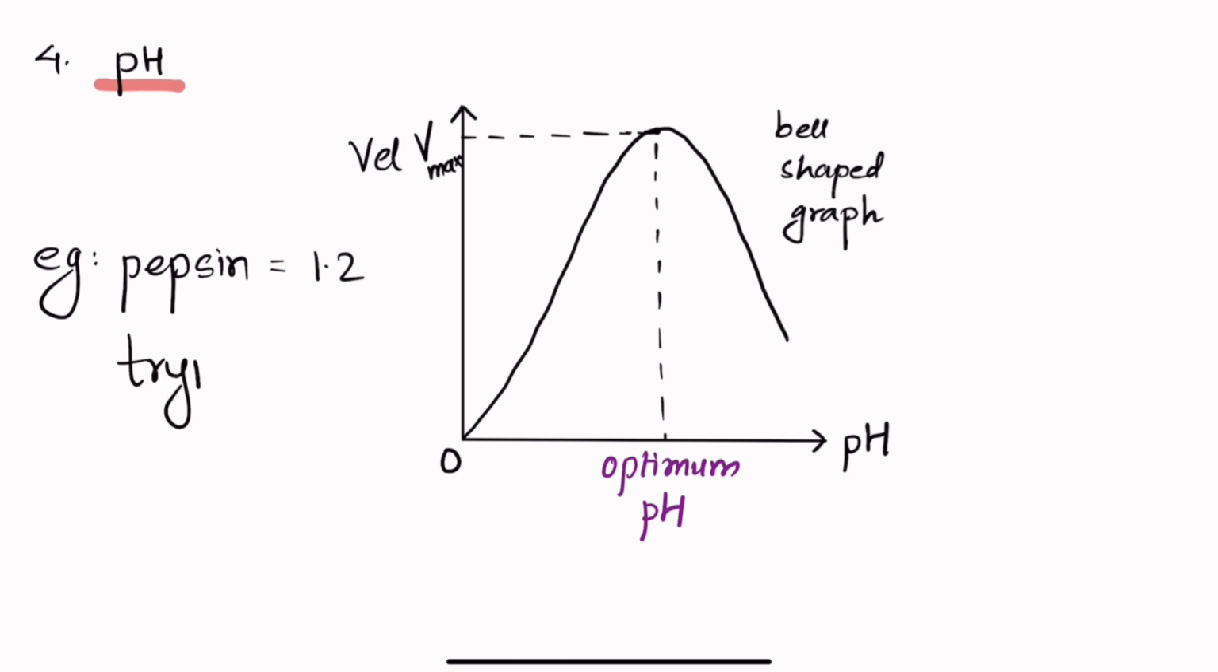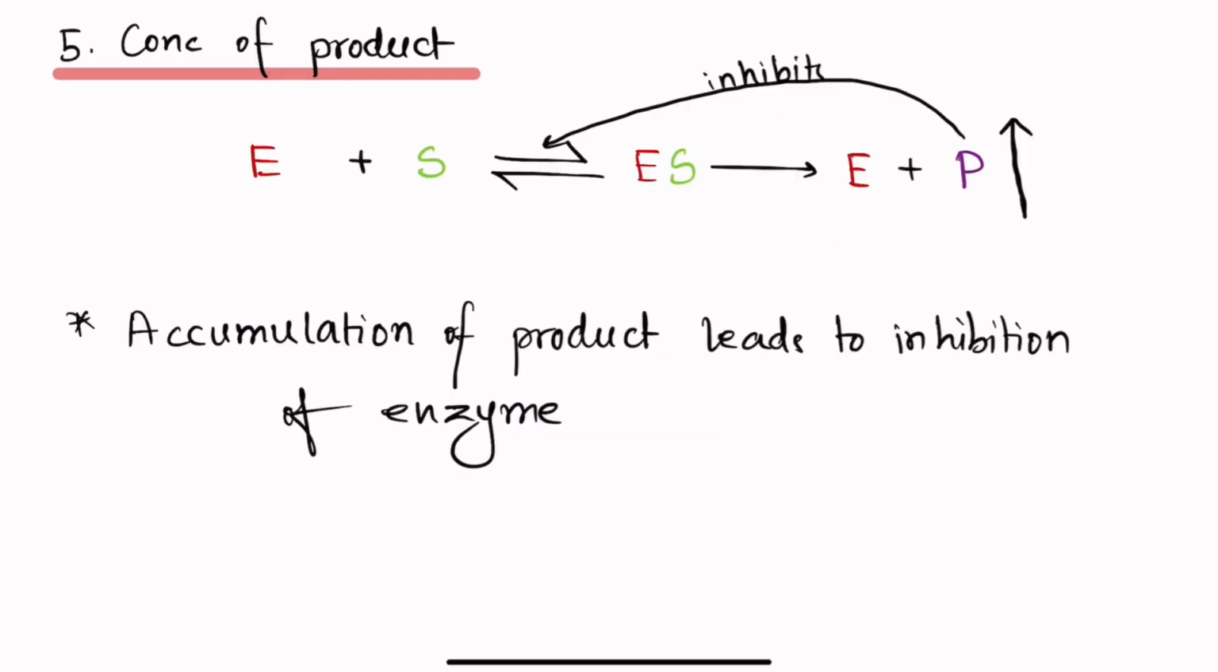Similarly, you have trypsin. For trypsin, the optimum pH is 8. At pH 8, the activity of trypsin is highest or maximum. Beyond 8 or below 8, the activity decreases. The fifth factor affecting enzyme activity is the concentration of product. As the concentration of product increases, or accumulation of product takes place, it inhibits the chemical reaction, or it inhibits the activity of the enzyme. Accumulation of product leads to inhibition of the enzyme.